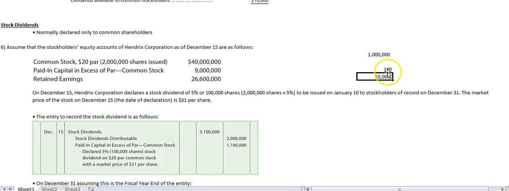So 50% of 100 is 150. So now they have 150 shares. But is the stock going to be worth $10,000? No. Each stock will be worth now $6,667. So the company's value is still going to be the same, right? And whatever you hold is still going to be the same, right?